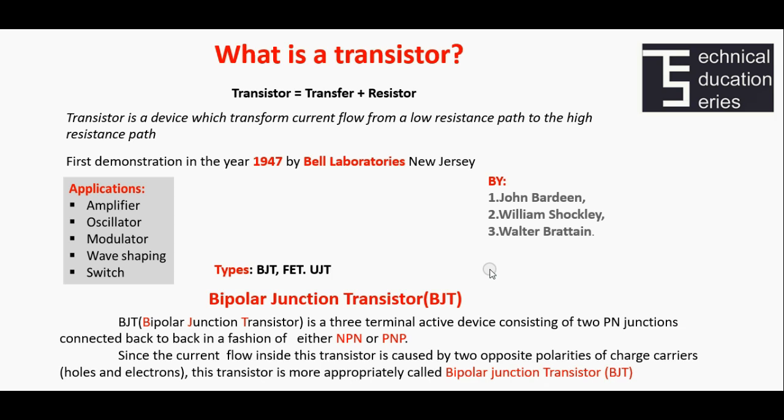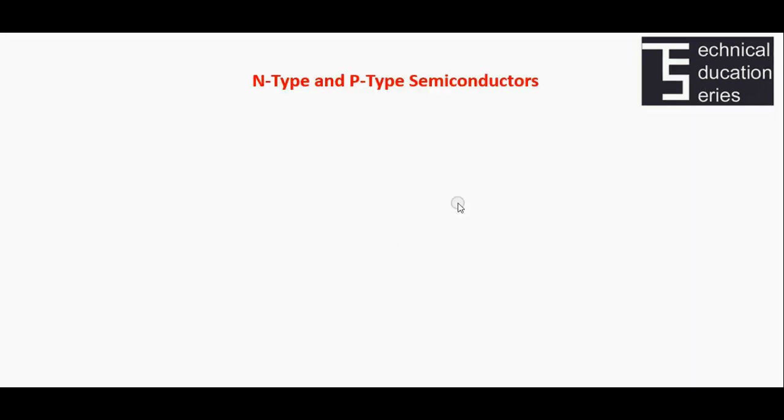As BJT is made of N-type semiconductor and P-type semiconductor, and it also consists of PN junctions, it is better to have a review of N-type semiconductor, P-type semiconductor, and PN junction before further discussion on bipolar junction transistors. Now let us see what are N-type and P-type semiconductors.